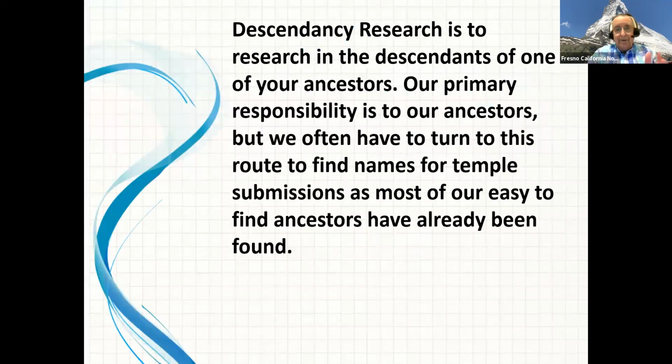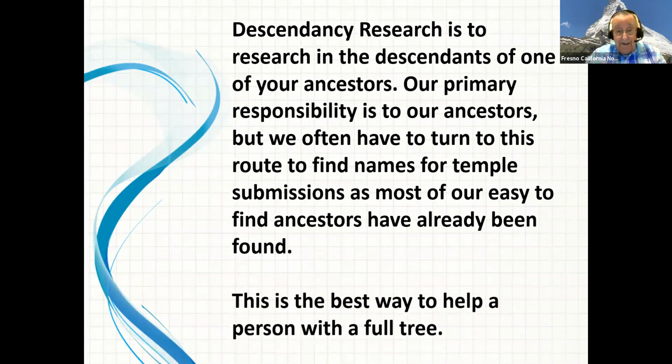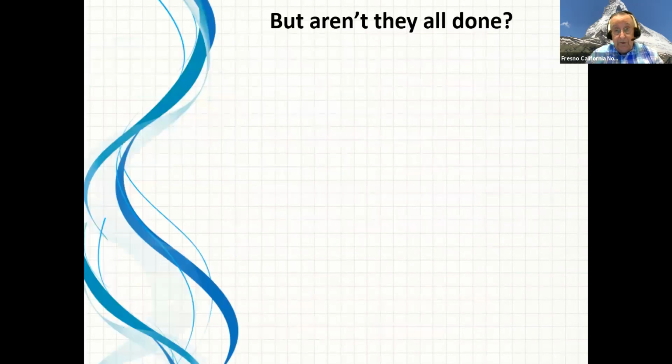Okay, so what is descendancy research? Our primary responsibility is to do our ancestors, and we know that. But for a lot of us, we reach a point where it's almost impossible to get new ancestors, because all the easy ones have been found, and the ones that haven't been found are hiding down a rabbit hole somewhere, and we're having a heck of a time finding them. So if we want to find names for the temple, we have to turn to the descendancy part of our family. When we have a full tree, this is the way we've got to go. And Descendancy View in FamilySearch is one of several different ways to do descendancy research.